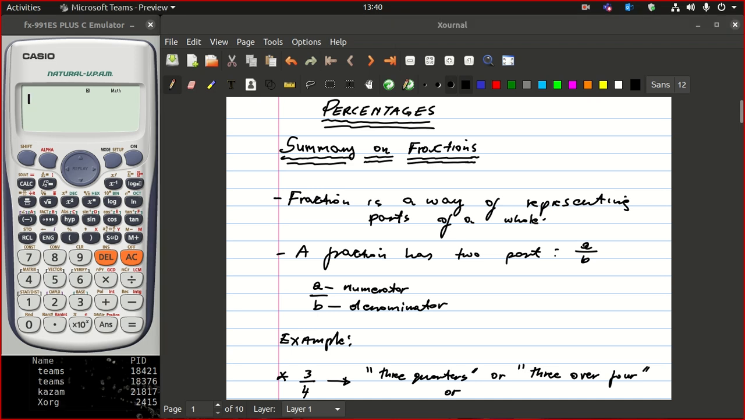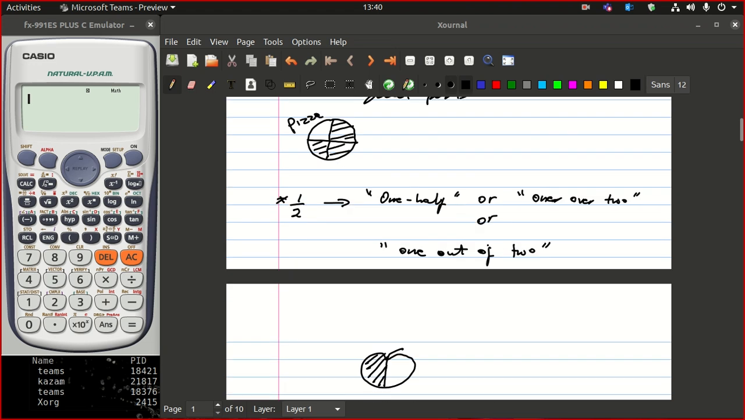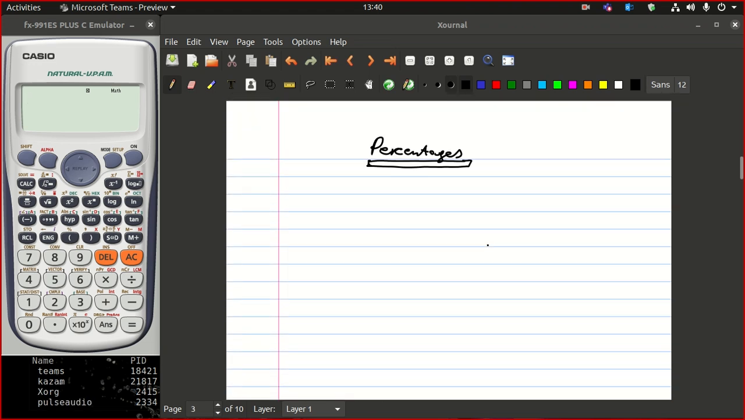Okay. So let's start and talk about this percentage thing and get it out of the way. In simple terms, a percent is a way of expressing a number as part of 100. That's simple at its best. It is a way of expressing a number as a part of 100. So that is a percentage.